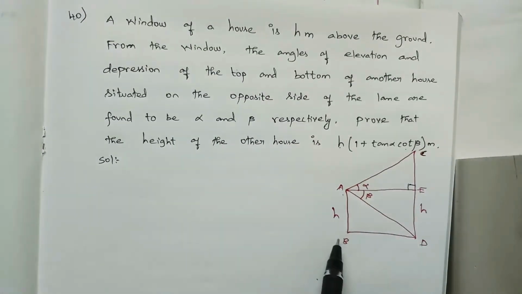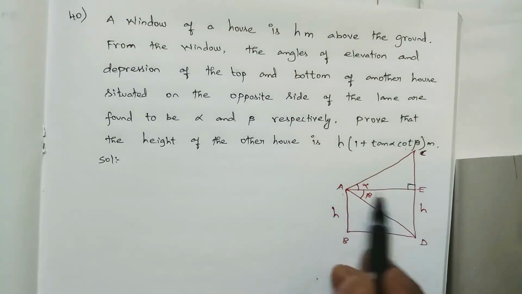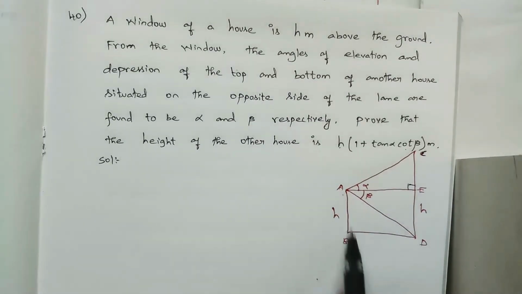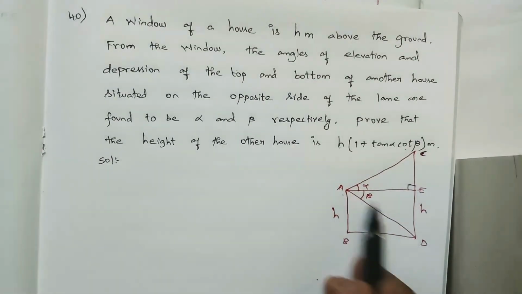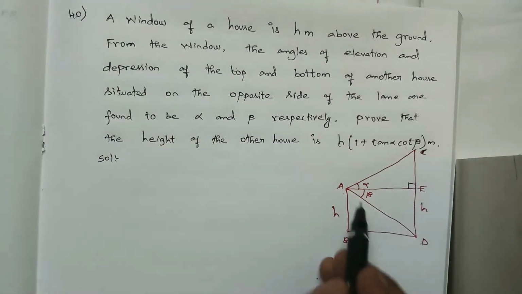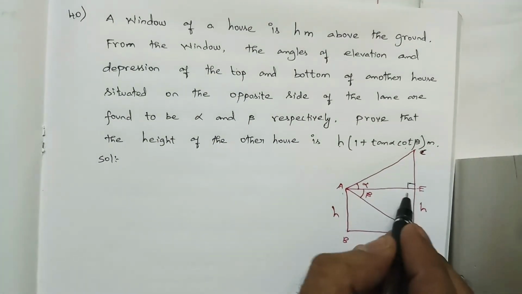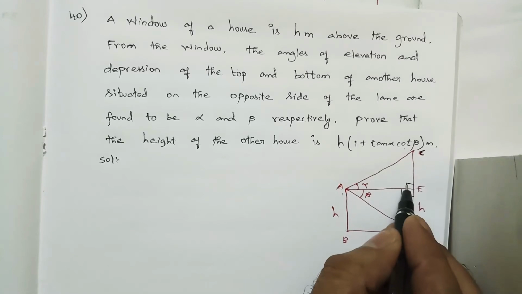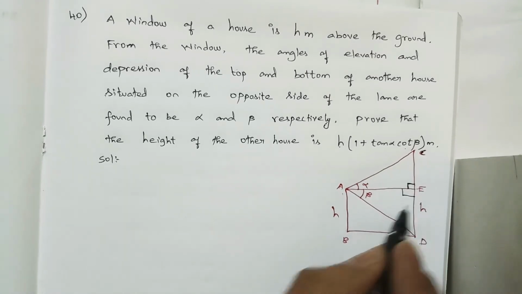let's take this one, whatever it may be: AED or ABD. Both are the same only. I'm just taking AED itself. So we have one more right angle triangle, the second right angle triangle. This is the first right angle triangle, this is the second right angle triangle.